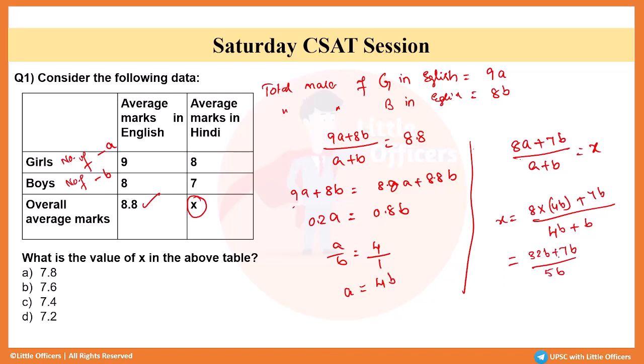In the numerator and denominator, b cancels, so this will be 39 divided by 5. How much will that be? 7 times 5 is 35, and with 7.8 you get 39. So the correct answer is going to be 7.8. Simple. So this is how we calculate. All of this is simple basic arithmetic with the application of average.